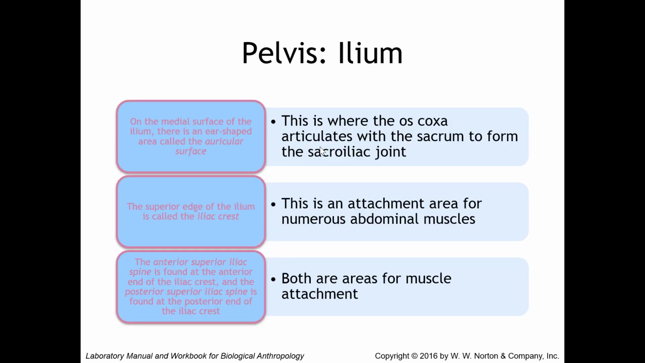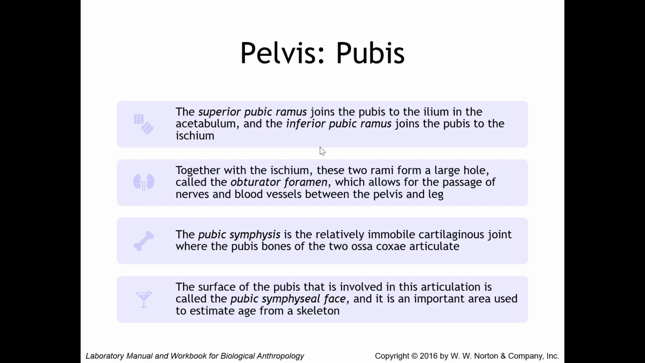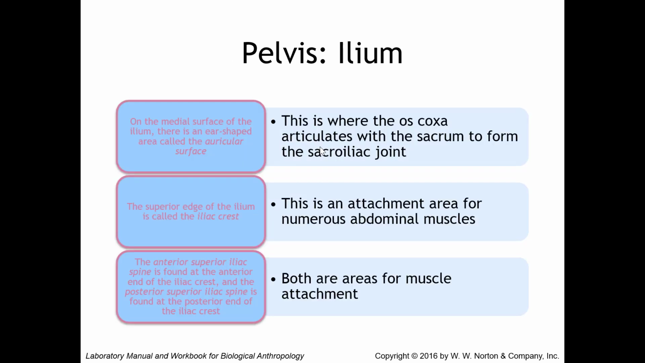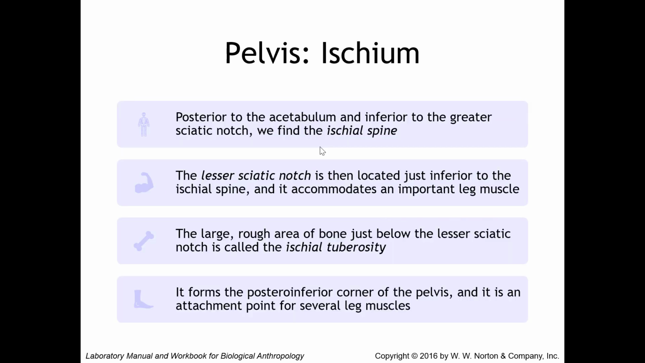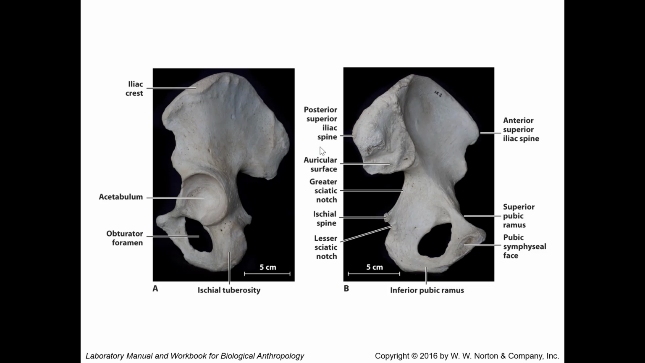So looking at the pelvis, you have three parts again: the ilium, the ischium, and the pubis. On the medial surface of the ilium, there's an ear-shaped area called the auricular surface. Let me go here. Do you see the auricular surface? Yeah. This is where our os coxa articulates with the sacrum, and it forms the sacroiliac joint.